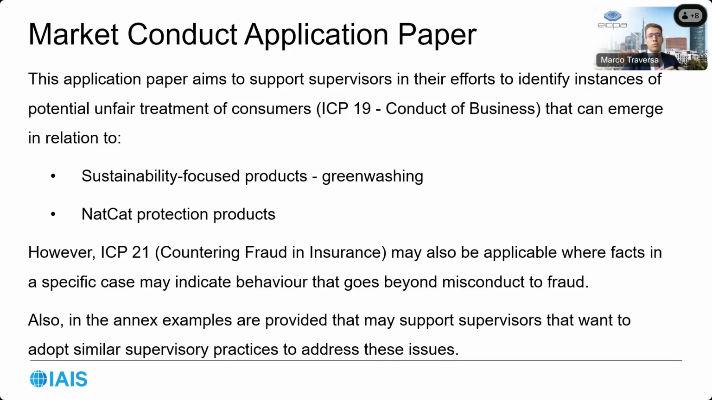While the paper mostly focuses on ICP 19, which is the Conduct of Business Insurance Core Principle, it also highlights that ICP 21 can be relevant when certain facts, certain claims can indicate a behavior that goes beyond pure misconduct and pure misleading information onto fraud. Finally, beyond identifying what the issues are and providing some recommendations, the paper also includes some examples of what certain jurisdictions have carried out in order to provide support to supervisors that want to adopt similar supervisory practices.